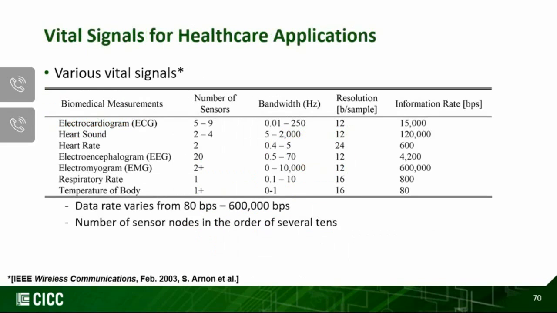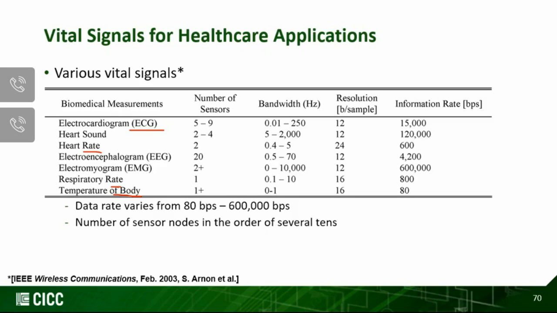For the network configuration, we also have to design the packet properly, the length of the packet as well. So first of all, let's look at some vital signals, which is, I would say, one of the applications that the body area network is targeting. If you look at various vital signals such as ECG, heart sound, heart rate, or respiratory rate, or even the temperature of body, you can see that there's a huge variance in required number of sensors. More importantly, the bandwidth as well as resolution requirement is very, very different. So that translates into different information rate.